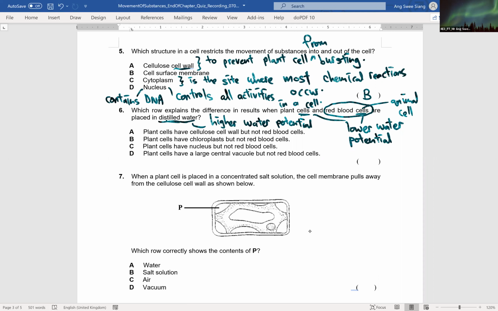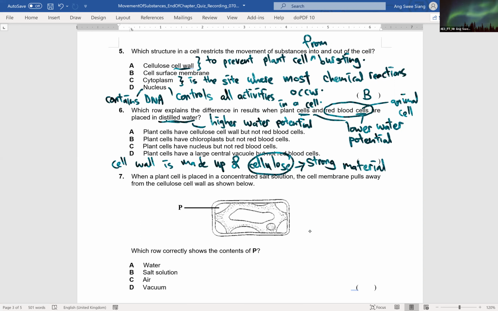However, plant cells have a cell wall. The cell wall is rigid. Remember, the cell wall is made up of cellulose. So cellulose is a very strong and tough material. So it will prevent the plant cells from bursting.